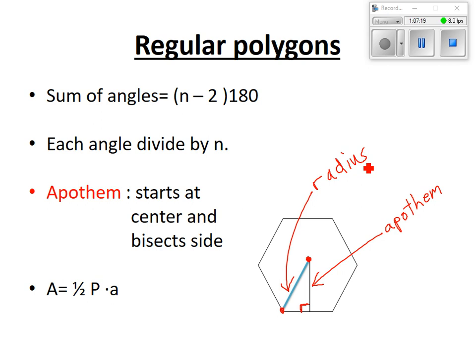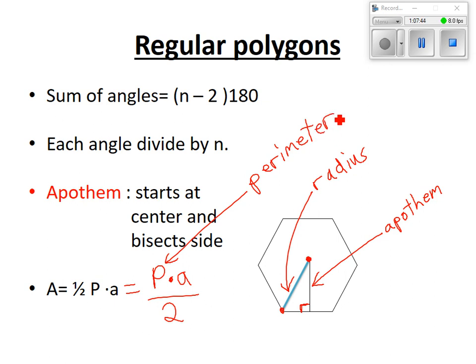So looking at the back of the first page, all we're going to do, and again, you might want to change this formula to P times A divided by 2. P stands for perimeter. A stands for apothem. So you just multiply the perimeter times the apothem, then divide by 2.